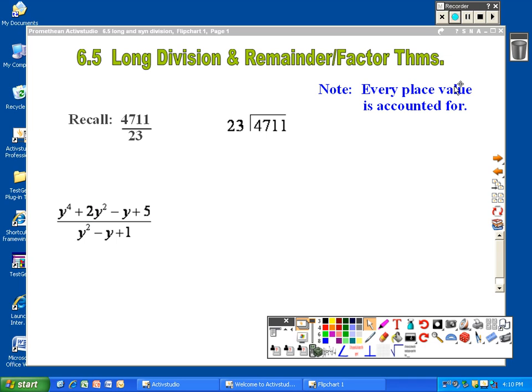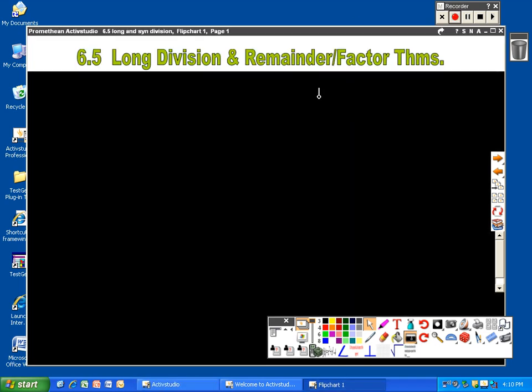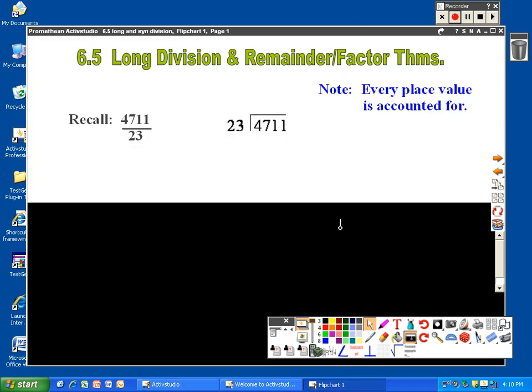Today we're going to be talking about long division and remainder factor theorems. And when we talk about long division, we're going to go back to grade school and actually look at long division, so that what we did with numbers, we can now do with polynomials.